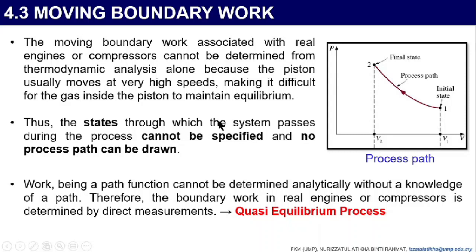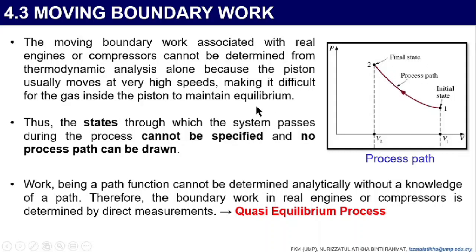However, in the real situation, it is difficult because usually the piston moves at very high speed. So it is difficult to make the piston maintain equilibrium. Thus, the states through which the system passes during the process cannot be specified and no process path can be drawn. So usually in the real situation, we cannot actually draw the PV diagram, and we cannot specify each state clearly. So no process path can be drawn.